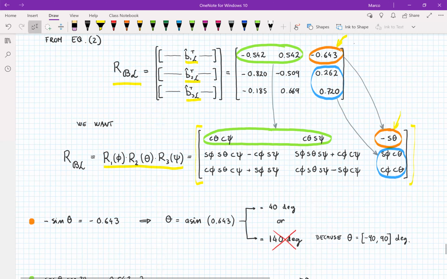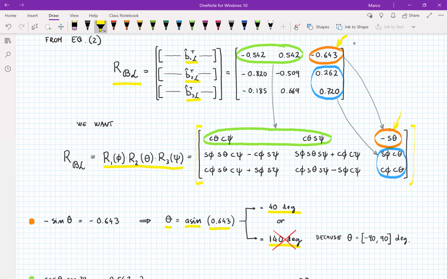So obviously, we have that theta is equal to arccosine of 0.643. And so that gives us two possible values. Remember, if you insert this number into your calculator, you're just going to get 40 degrees, okay? But technically you have two values. In fact, both 40 and 180 minus 40, so 140, have the same cosine.